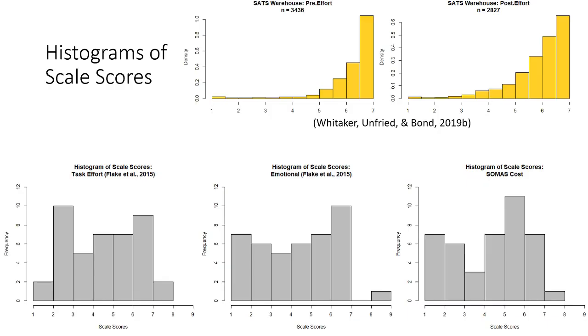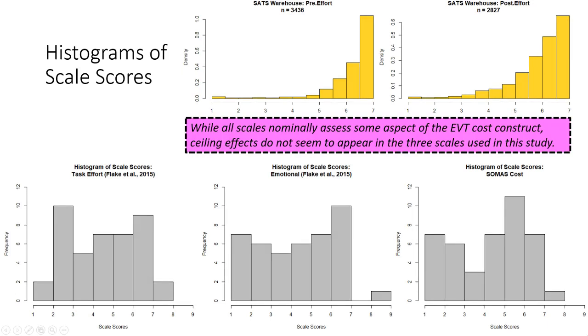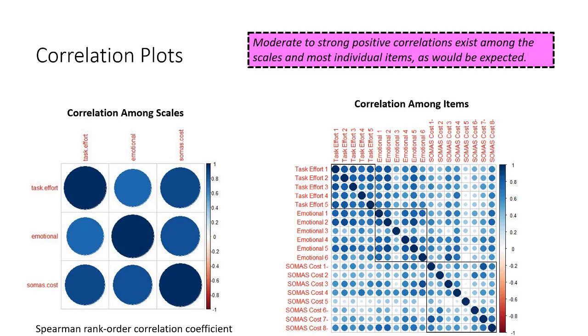Followed by the histograms of scale scores of task effort, emotional cost, and SOMAS cost, which are evenly distributed in comparison to the SATS pre and post effort that has a ceiling effect in their questions not noticed amongst ours. And lastly, we have the correlation plots among scales and among items, which show a strong positive correlation, expected from cost constructs.